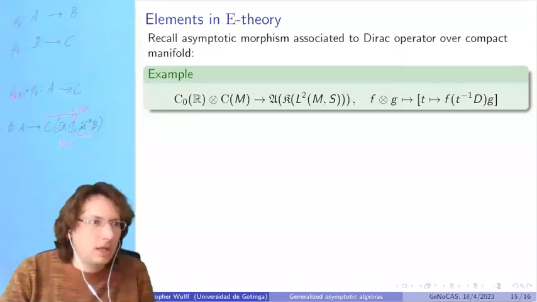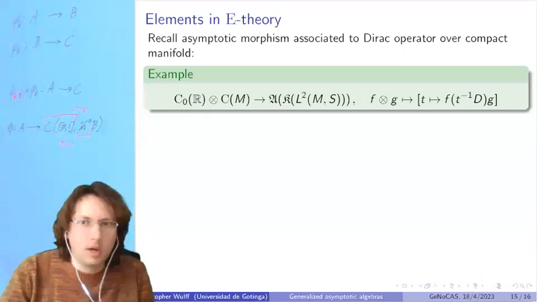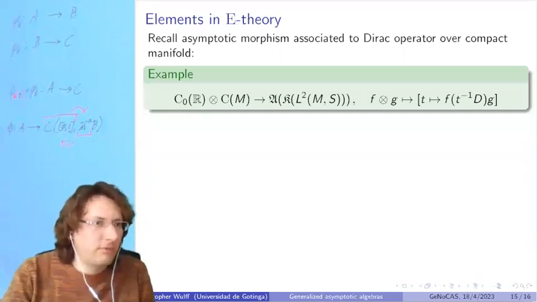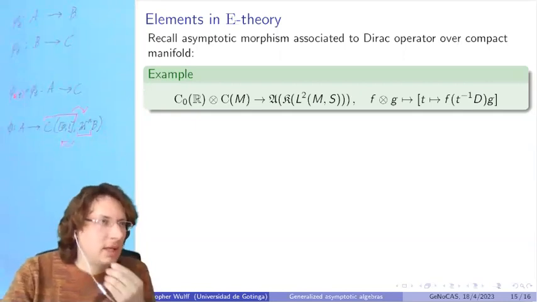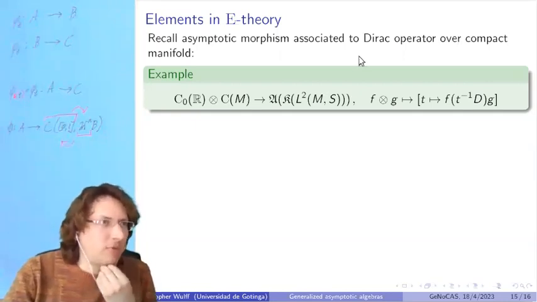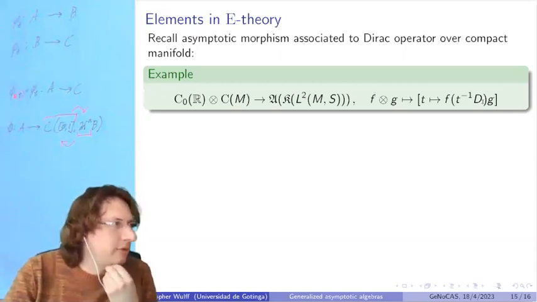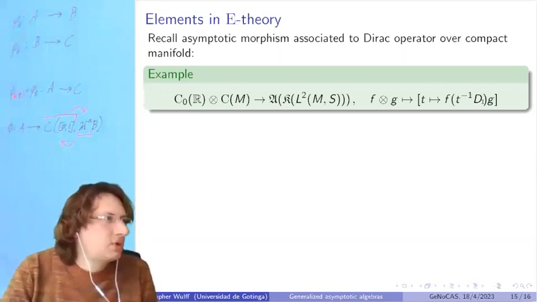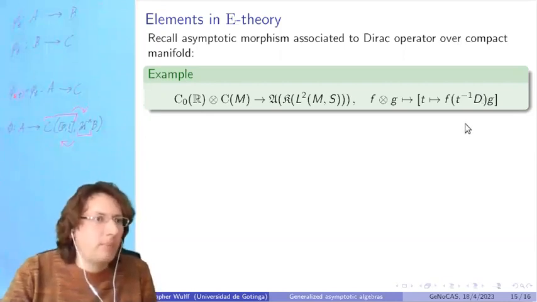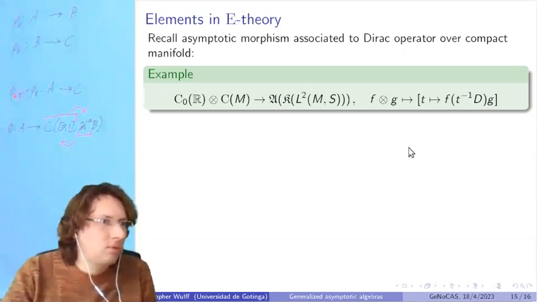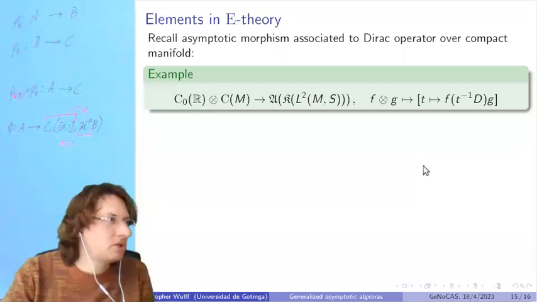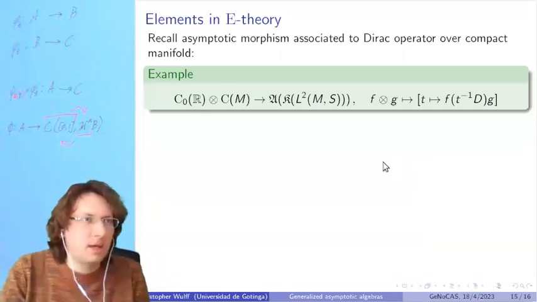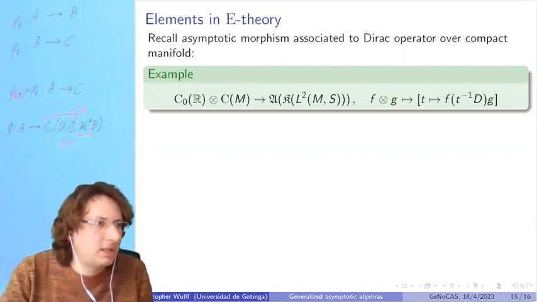And to illustrate where I would try to look for these new cycles, I want to recall this example which I had before, namely this asymptotic morphism constructed from a Dirac operator on a compact manifold. And for compact manifolds, this works nicely, but there are two situations where, in my opinion, this new flexibility with asymptotic morphisms enters quite naturally.